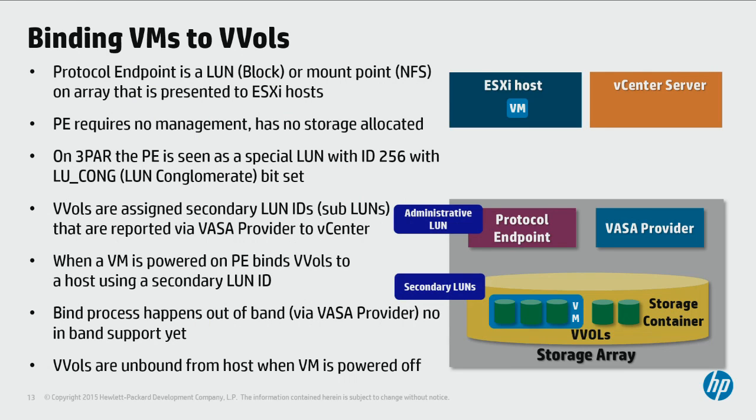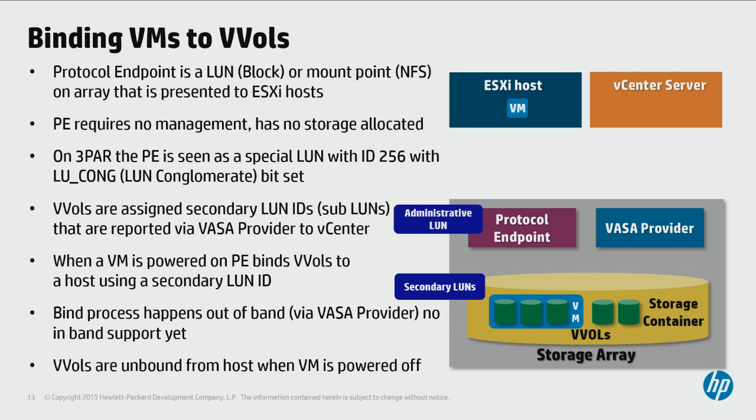Okay, so I talked about the Protocol Endpoint a little bit more. What we actually do when we power on a VM is we have to bring together the VVols to the host. That's called a bind operation, where we bind that host to the specific VVols of the virtual machine we're powering on. The Protocol Endpoint is used for that, and it's essentially a special LUN on the host, in that it's a LUN, but we're not allocating any storage to it at all. It's a special LUN that has a special bit set.